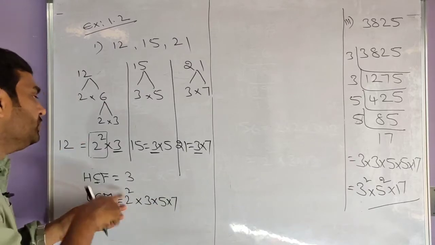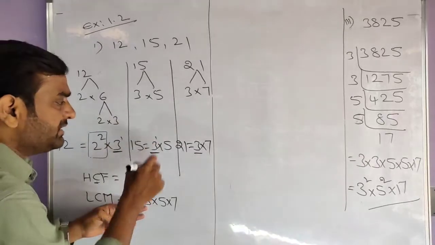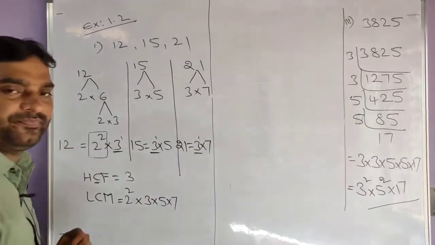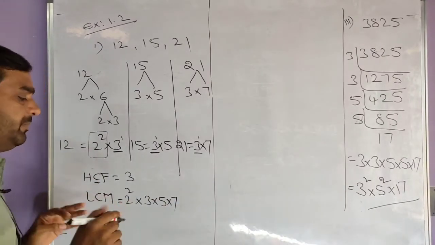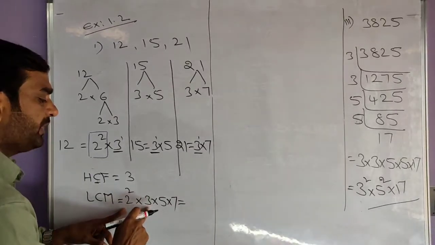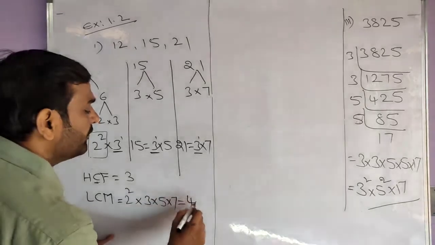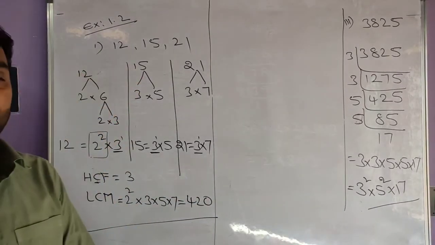For 2, the highest power is 2 square. For 3, power 1 is the highest one. So write down 3 and 5 and 7. Here, 2, 3, 5, 7 are all prime numbers. 4 3s are 12, 12 5s are 60. 60 into 7 is 420. This is the LCM of the given numbers.